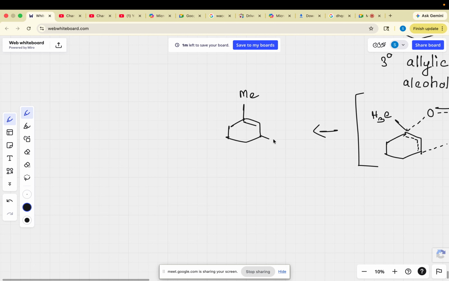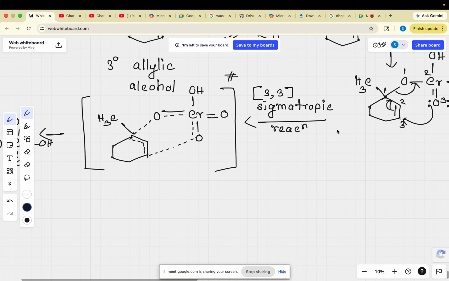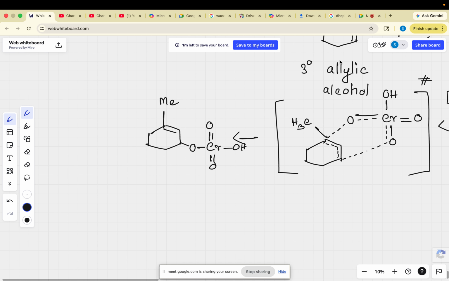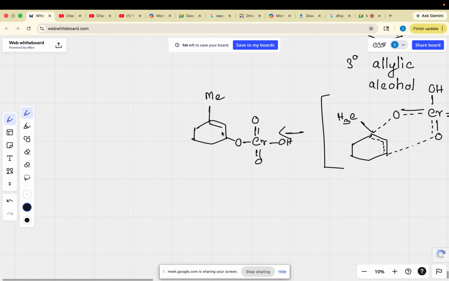Okay, so here I have oxygen, then you have chromium, double bond O, double bond O, OH. You can see what you are getting. So this is double bond O and this is double bond O, and you have one OH. This bond breaks to here, so this becomes double bond O. You have already one double bond O and OH is there, so you are getting this compound.